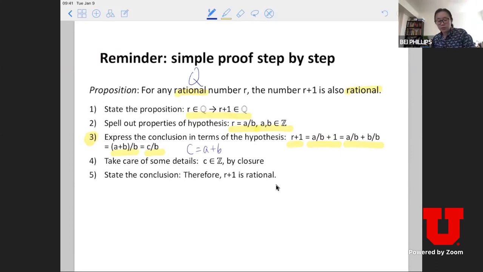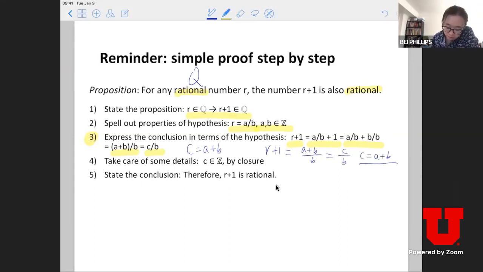So the next step is to prove that, now I have expressed R plus 1 is equal to A plus B divided by B, which is C divided by B, where C is A plus B. I need to prove that C, which is A plus B, is also an integer.